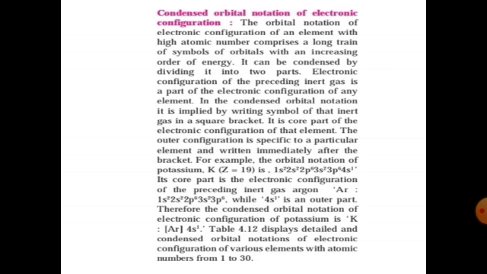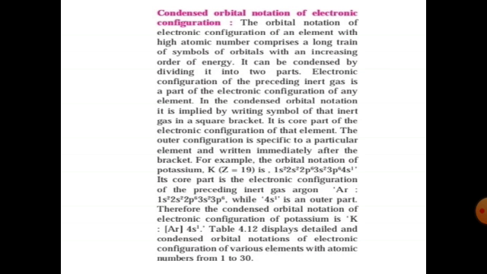The orbital notation of electronic configuration of an element with high atomic number comprises a long train of symbols of orbitals with an increasing order of energy. It can be condensed by dividing it into two parts. Electronic configuration of the preceding inert gas is a part of the electronic configuration of any element.